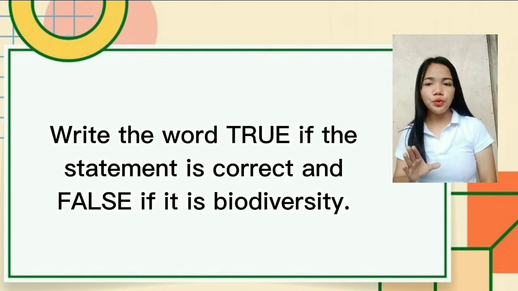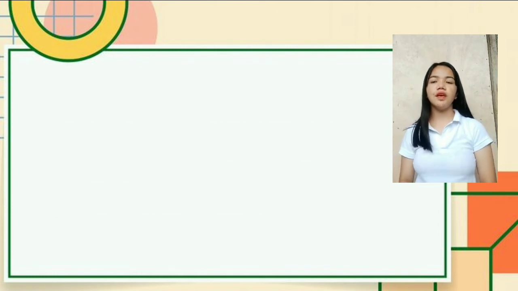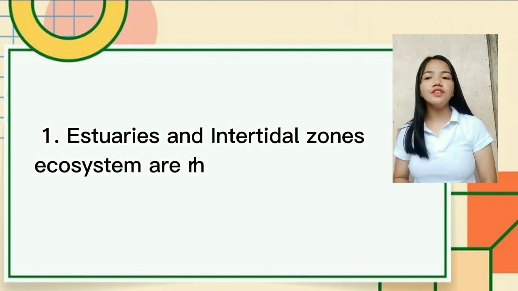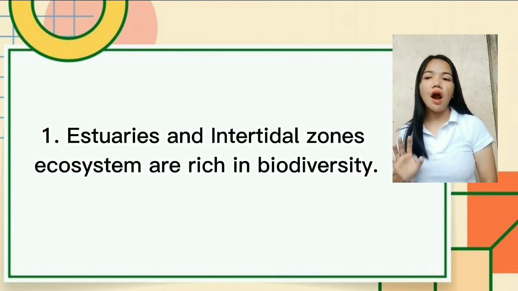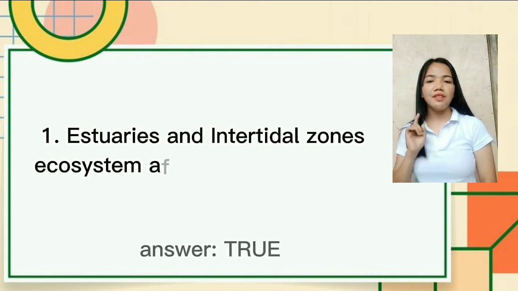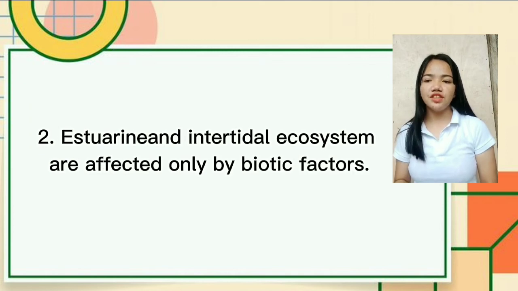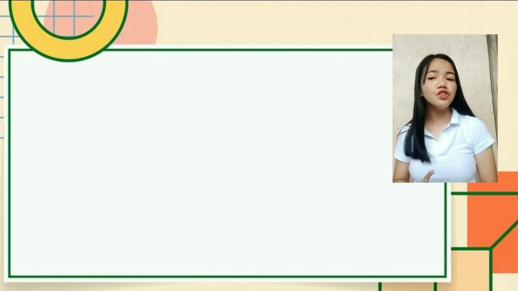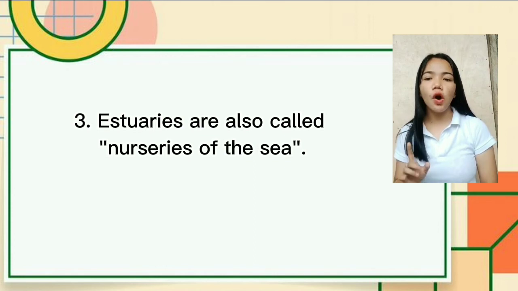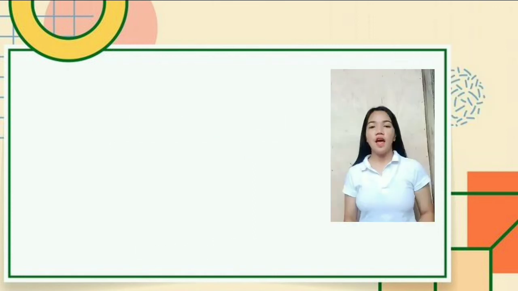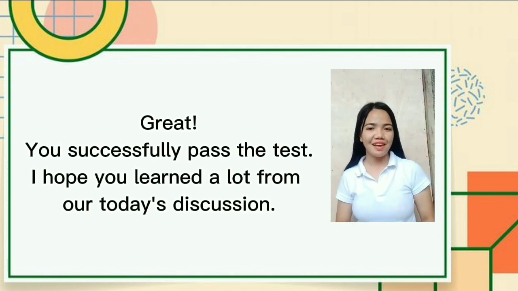Write the word true if the statement is correct and false if it is incorrect. Number 1. Estuaries in intertidal zone ecosystem are rich in biodiversity. It is true. Number 2. Estuarine and intertidal ecosystem are affected only by biotic factors. It is false. And last question, estuaries are also called nurseries of the seas. It is true. Great! You successfully passed the test.